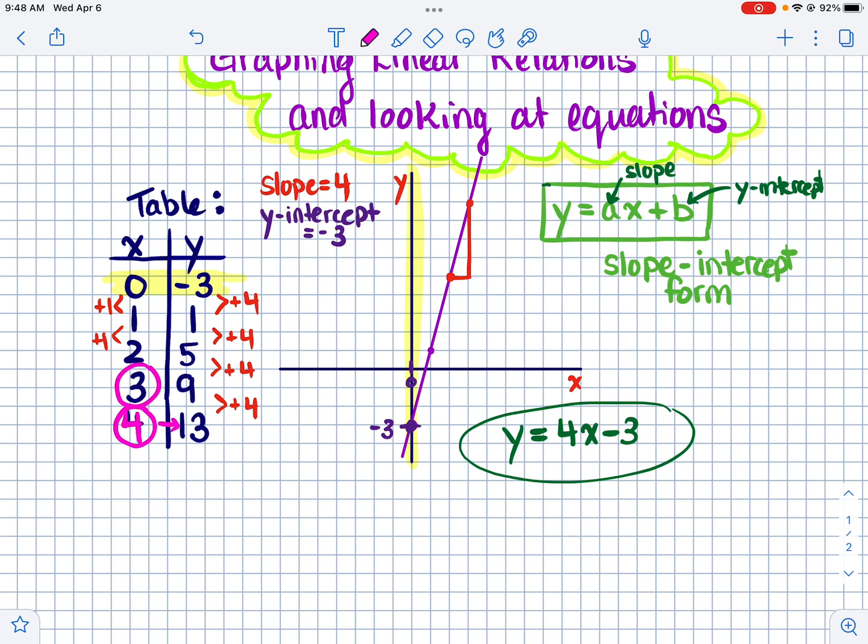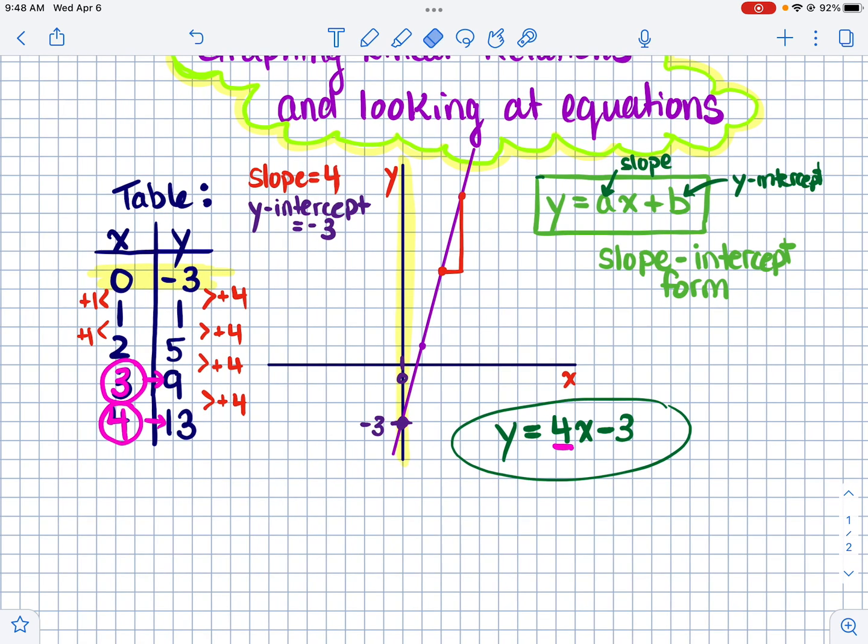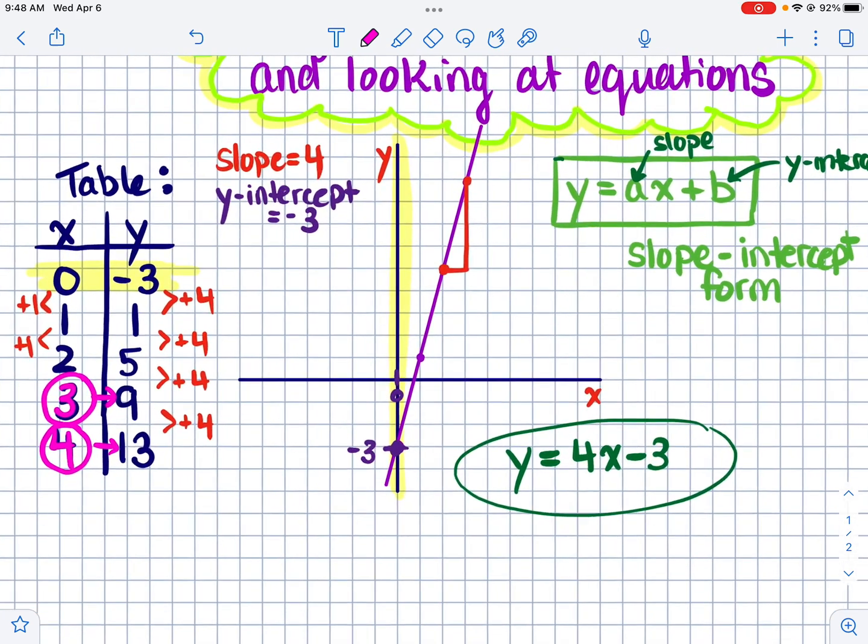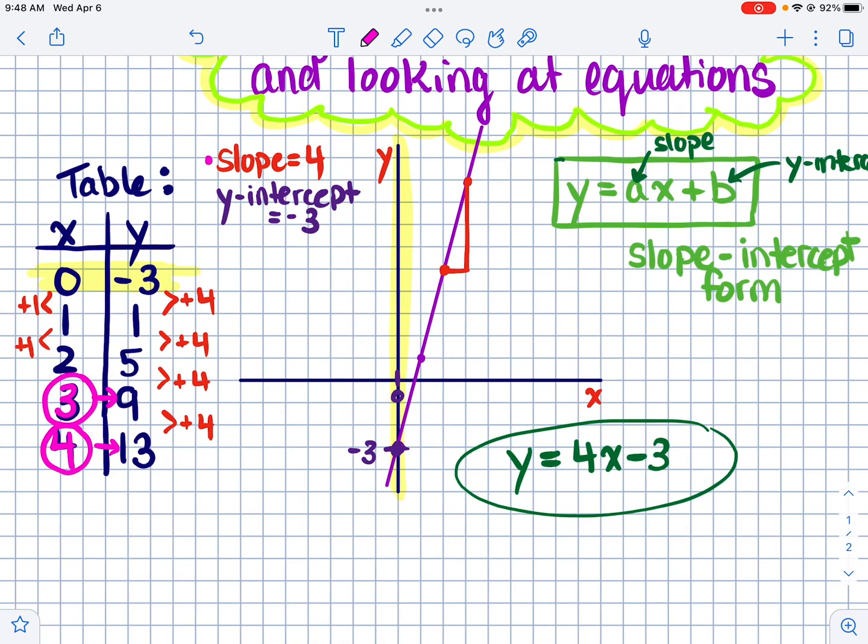Okay, let's take this value of 3. If I multiply it by 4, I would get 12, and then I subtract 3, I would get 9. So you can see that that equation does describe our linear relation. So y = 4x - 3 would be the equation of this relation. And we found it easily by just knowing the slope and the y-intercept of a linear relation.